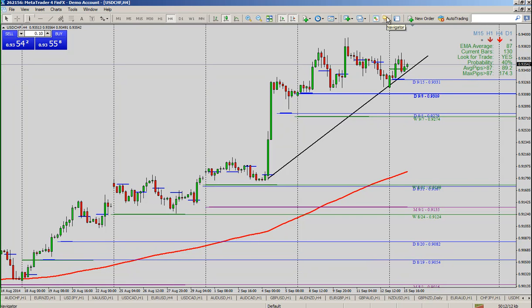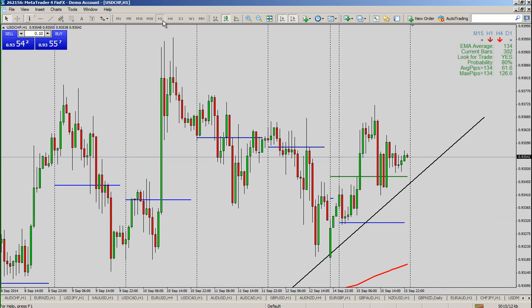But we have to keep in mind all of the political news hitting right now is pretty heavy stuff, and that's one thing that we have to keep in mind, especially with pairs like Swiss franc and yen and so on. So Swiss franc will probably be affected quite a bit by some of the coming news.